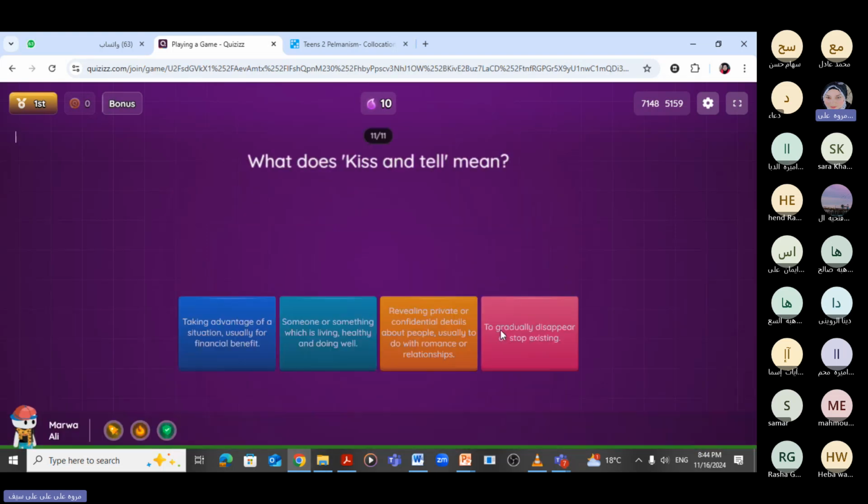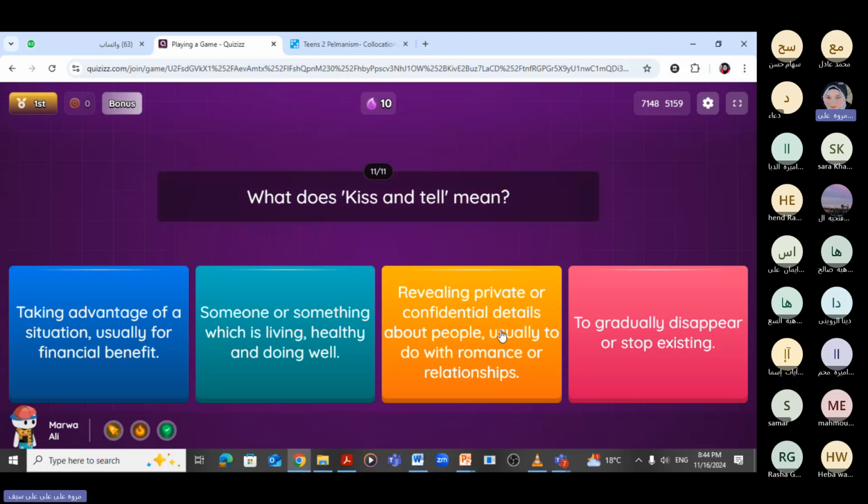Okay, next. What does kiss and tell mean? Does it mean taking advantage of a situation, usually for financial benefit? Someone or something who's living healthy and doing well? Revealing confidential private details about people.